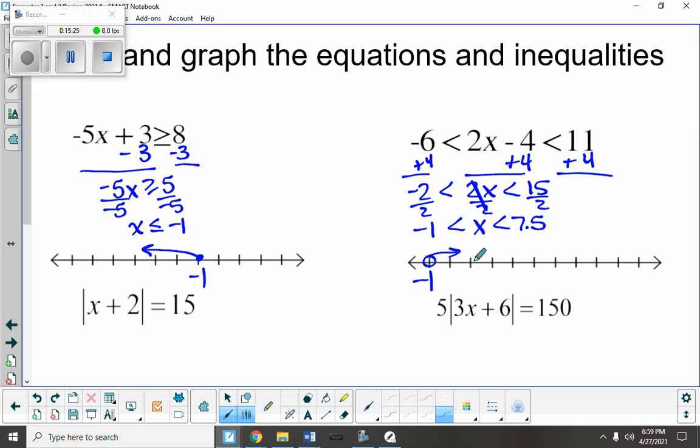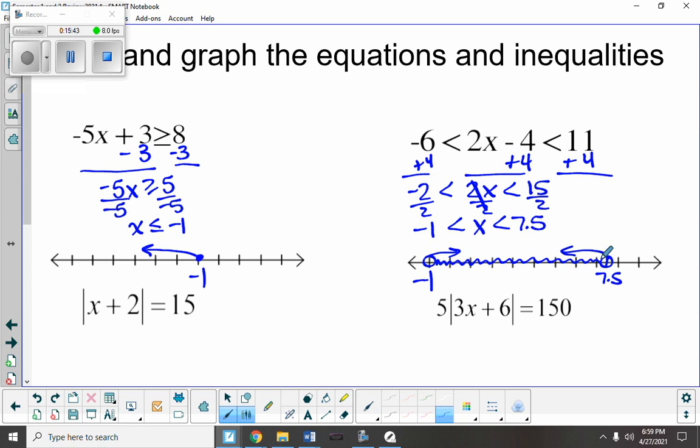So 0, 1, 2, 3, 4, 5, 6, 7. 7.5 would be right here. Open circle. And it says x is less than. So in this case, the x values are between these values. So that's how you do that one. Sorry about the mistake on that.